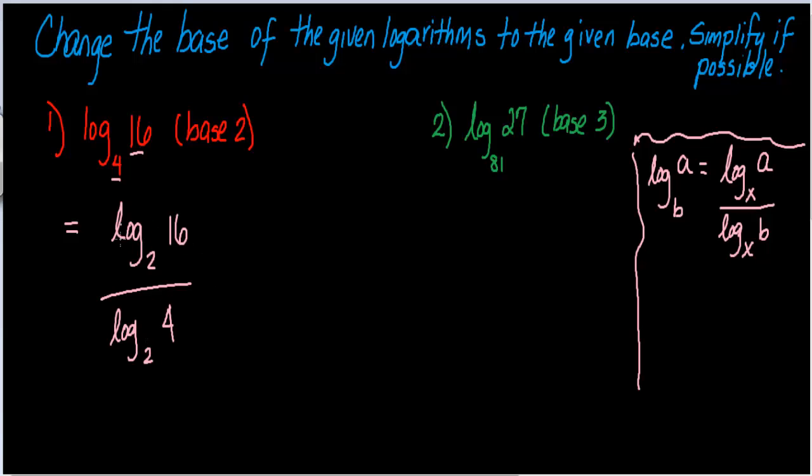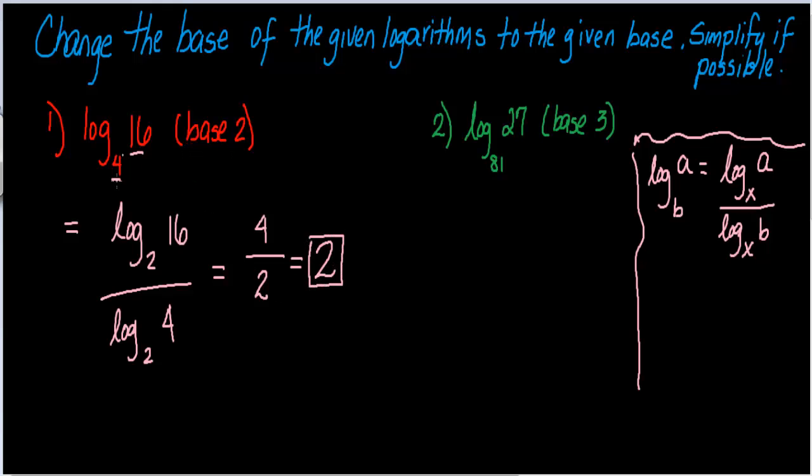And then you can simplify this. How do you simplify? Well, you ask yourself, 2 raised to what power is equal to 16? 2 to the 4th power is 16, so that means this is 4 in your numerator. And then in the denominator, you do the same thing. 2 to what power gives you 4? Well, 2 to the 2nd power gives you 4, so this is 2 in the denominator, and the whole thing will equal 2.